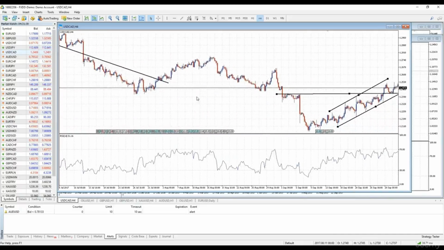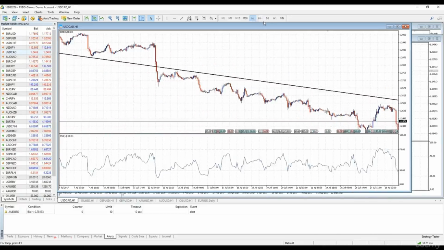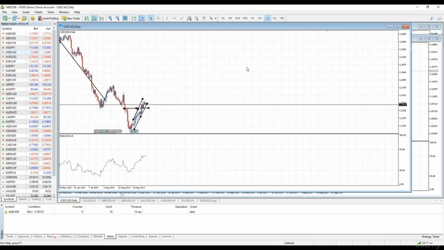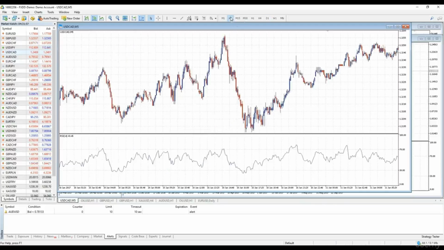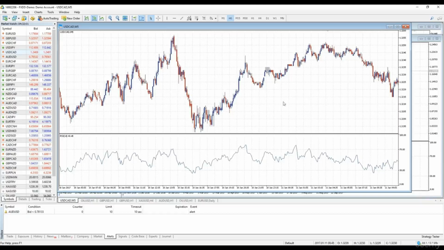Okay, so that's USD CAD on a 4 hour time frame. Let me just zoom out to a daily. Now, when drawing in support and resistance on larger time frames, they definitely hold up a lot stronger than on smaller time frames. So if we were to draw in support and resistance on, say, a 5 minute, the support and resistance isn't all that strong.